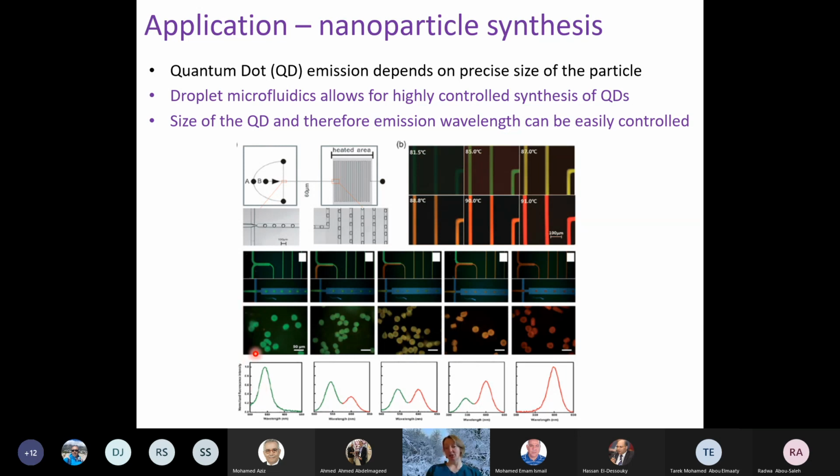And you can adjust the microfluidics, the droplet size, to be able to produce the nanoparticle of that size. So this is a really nice application of droplet microfluidics and just shows you the control that you can have over that size.